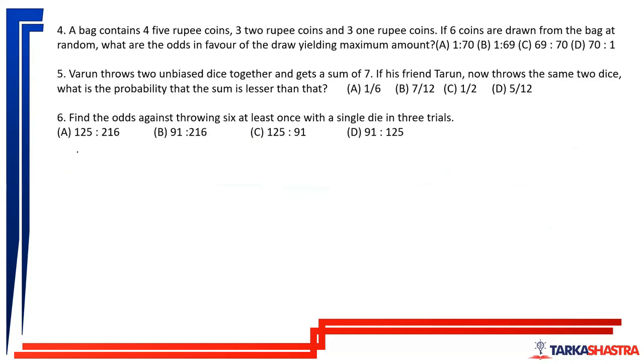Fourth question. A bag contains 4 5-rupee coins, 3 2-rupee coins and 3 1-rupee coins. If 6 coins are drawn from the bag at random, so for total cases, how many coins are there in total? 4 plus 3, 7 plus 3, 10. So 10C6.